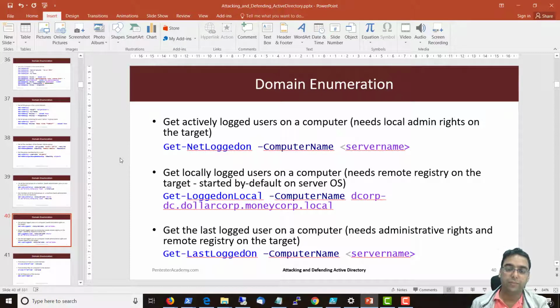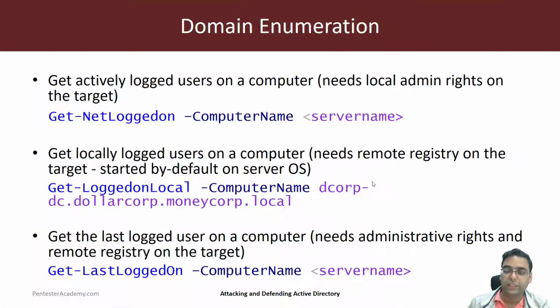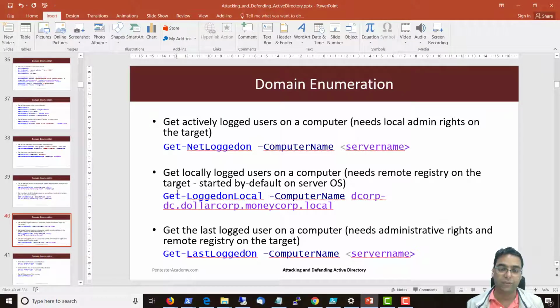Now, there are some more enumeration options which need local admin rights or any other special conditions on the target machine. Get-NetLoggedon, which lists actively logged on users on a computer, needs you to have local admin rights on the target machine. Get-LoggedOnLocal, which lists locally logged on users on a computer, needs remote registry and local admin rights on the target machine. Please be aware that remote registry is started by default on the server operating systems.